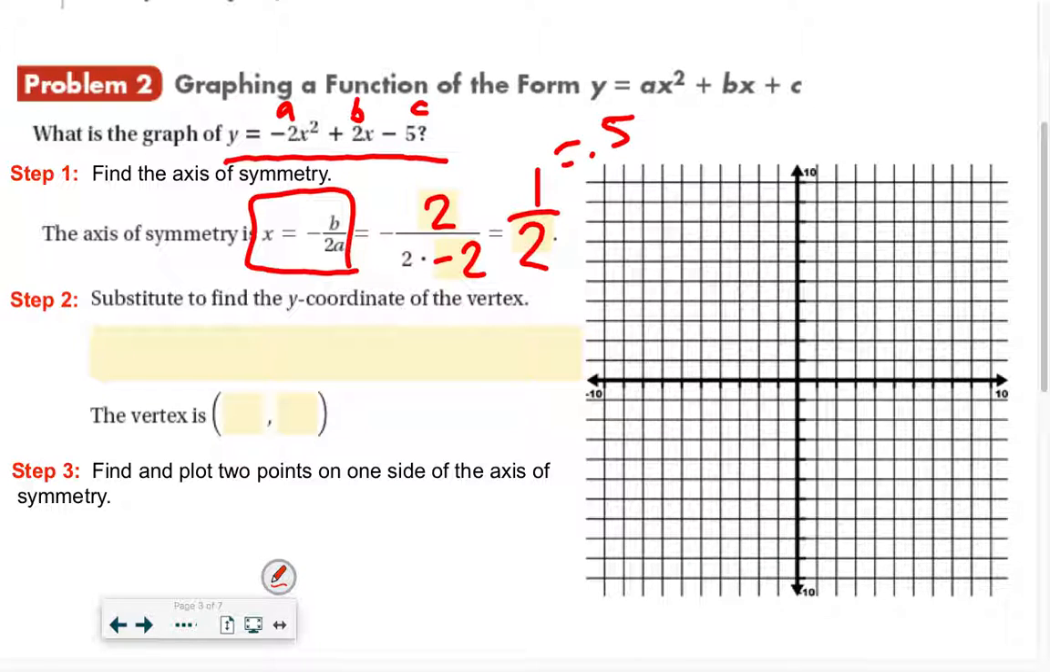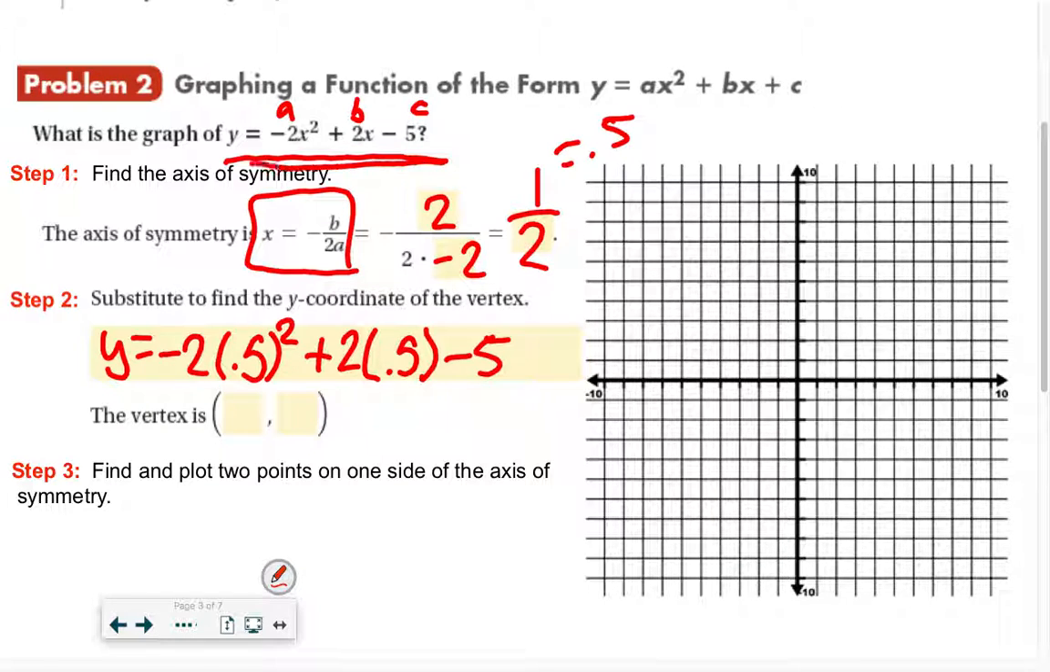Okay, now my axis of symmetry, like we talked about yesterday, always goes through my vertex, right? So to find the y-coordinate of my vertex, all I have to do is plug the value I just found in for x. So in this line, we're going to write y equals, and I'm going to plug in 0.5 every time I see an x. Back up to my equation, I have negative 2 times 0.5 squared, plus 2 times 0.5, minus 5. Does everybody know where I got all those numbers from? Yeah, right here.